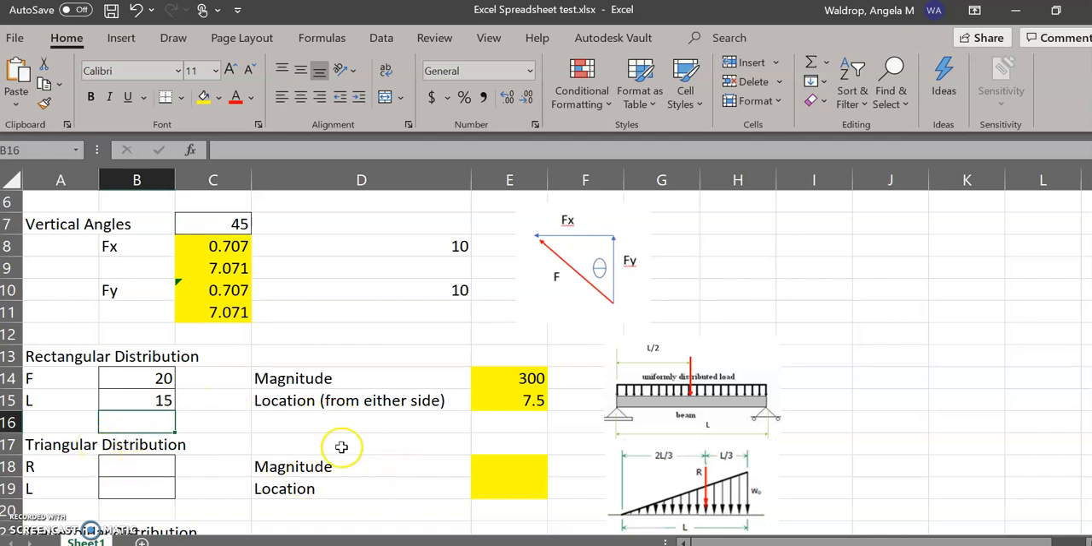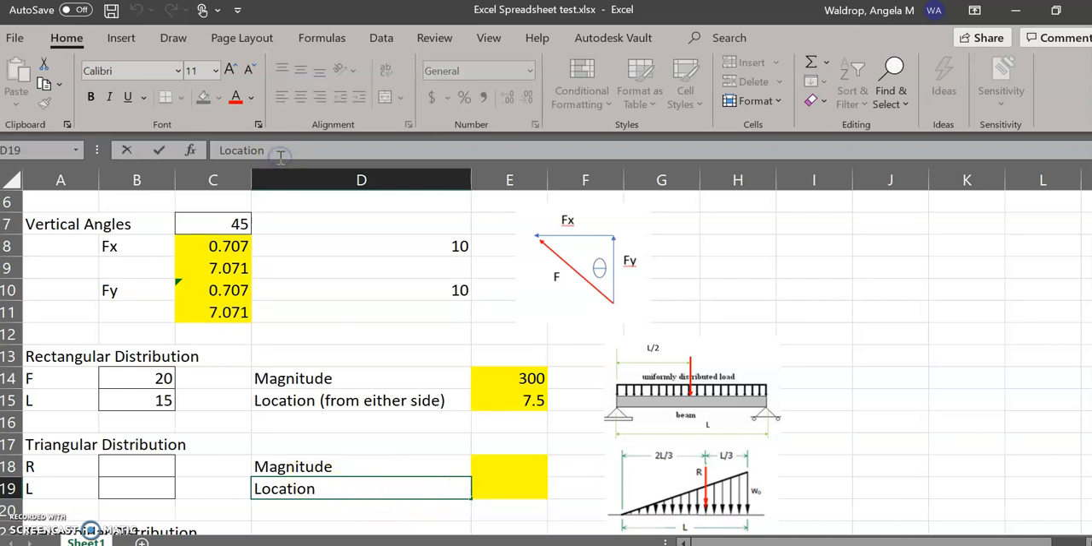We can go ahead and do the same thing here for our triangular distribution. Now, we're going to go ahead and use the location. We have to describe where it's being located from. So I'm going to go ahead and add this description from larger side. Okay, you can also designate it from the smaller side if you want, but we're going to go ahead and just use the larger side.